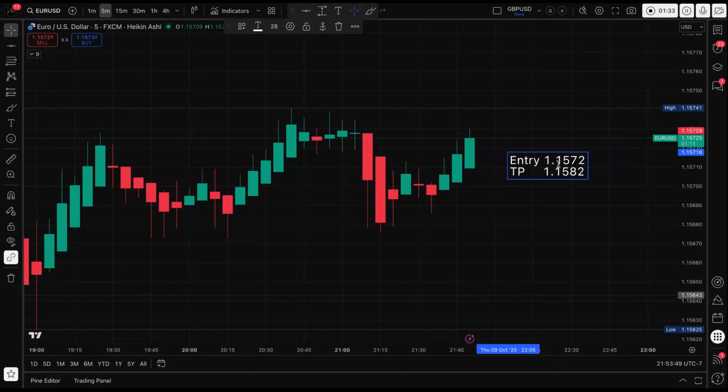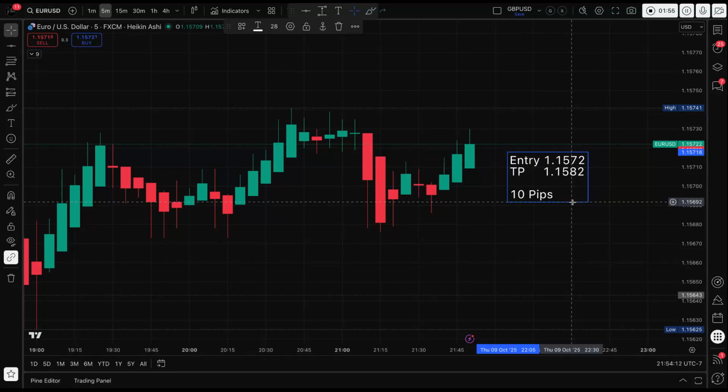Okay, so again, your entry 1.1572. If you're going to go for 10 pips, let's say you're a new trader and you're practicing your strategy, then your TP would be 1.1582. Okay, so again, these are the numbers that you are changing, and this is how you simply calculate pips.